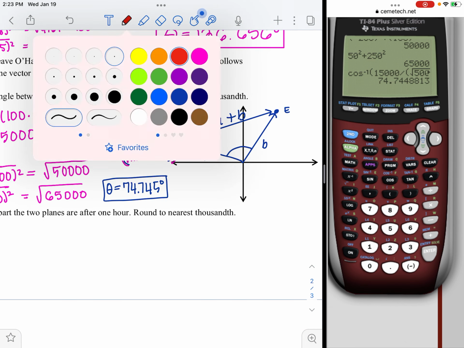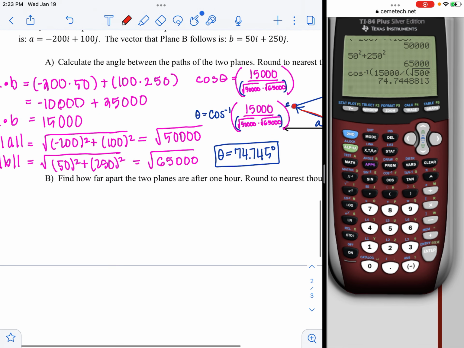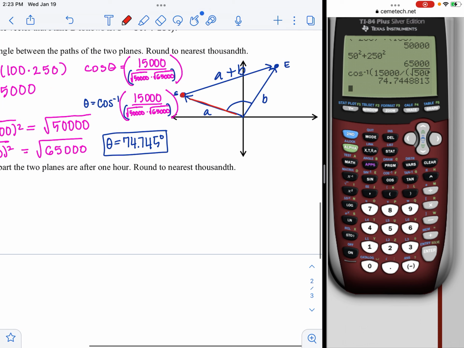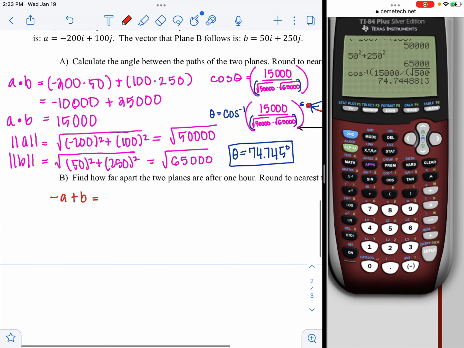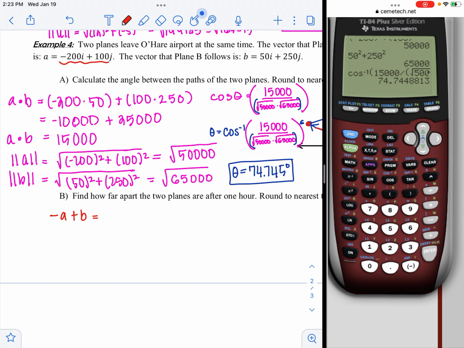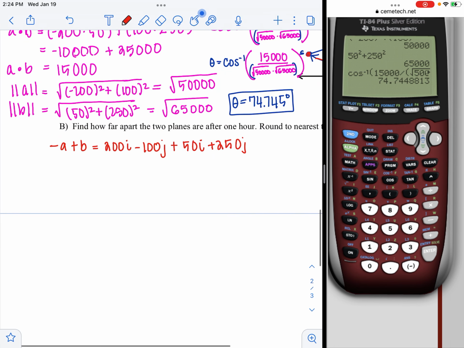So if that's the start, this point right here, and that's the end, and I know that this is A plus B right here, how do I get that using A and B? Well, if I start here, I have to go in this direction. That is negative A. So I'm going to write that down, negative A. Then I would have to go this way, which is plus B. So I can find that new vector by doing negative A plus B. So that's the opposite of A. So I want the opposite of this. So that's positive 200i minus 100j plus B, which is this right here, 50i plus 250j.